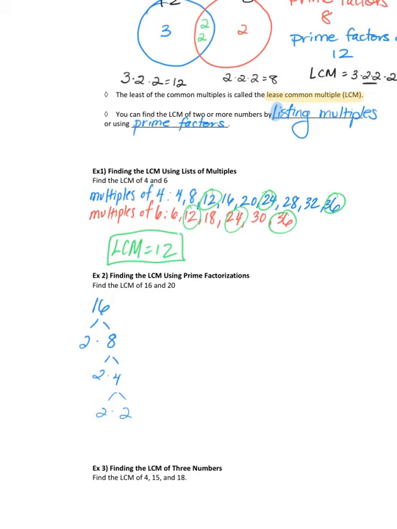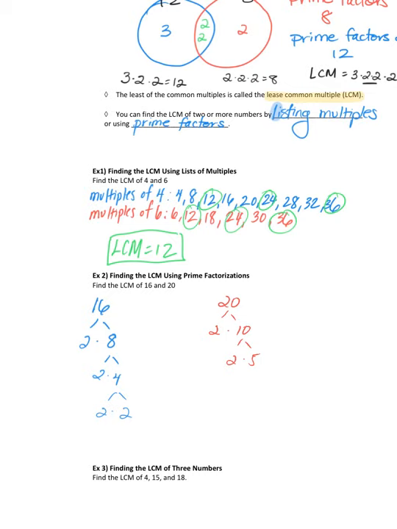Okay, let's go over to do 20. I'll do that one in red. So 20 is 2 times 10. 10 becomes 2 times 5. And we're stuck there. That's it. Okay, so from here, we're going to write the prime factorization of each number.